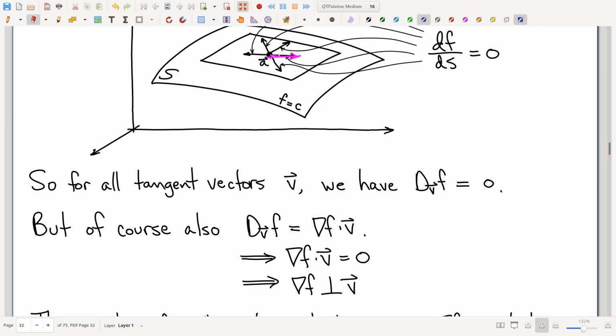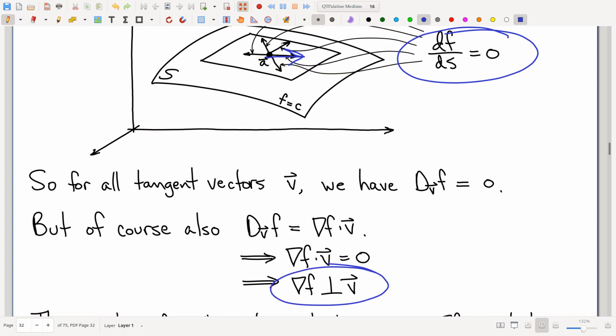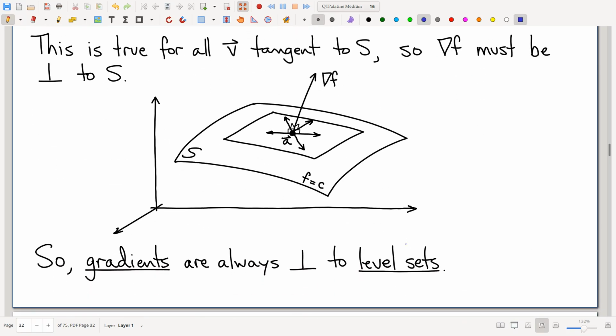Okay. So what we've found here, by thinking about tangent vectors and observation about how the function changes, is that the gradient's got to be perpendicular to that tangent vector. Well, this applies to all of these tangent vectors. Whatever tangent vector you might come up with, the gradient's got to be perpendicular to all of them. Now, how is that possible? How can a gradient vector be perpendicular to all of the tangent vectors? Well, it would just have to be that the gradient is perpendicular to the entire level set.